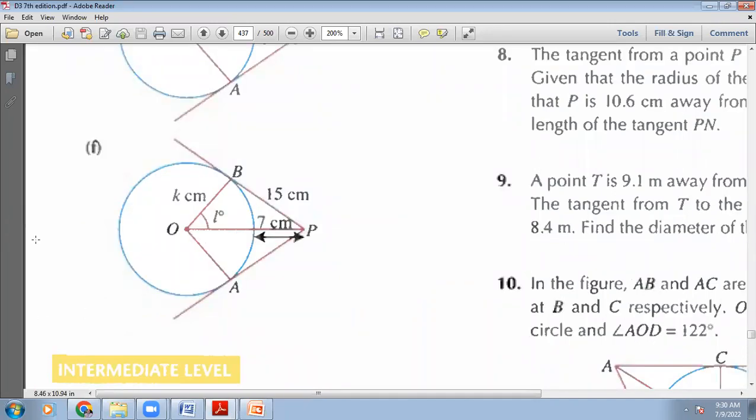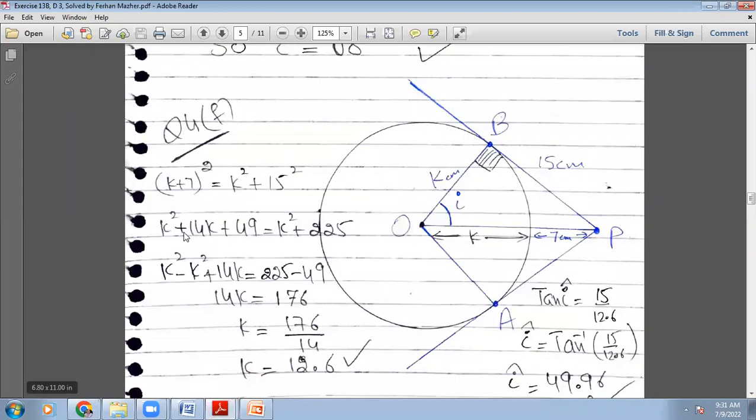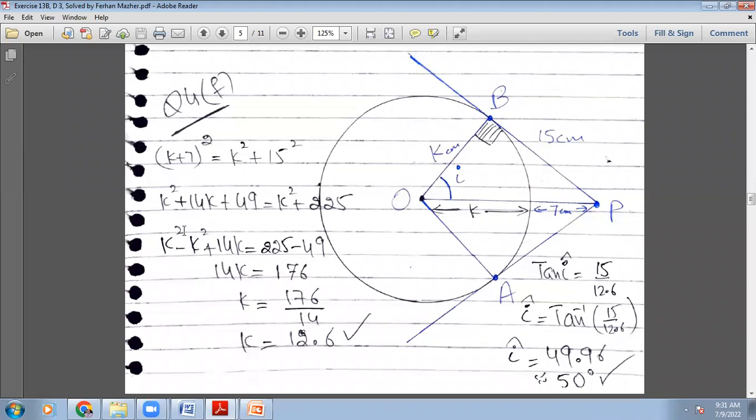Here we have again the same diagram, but numbers have changed. So the radius here is K, this angle is L, this is 15. This length is 7, this length will be K. So this total length OP will be K plus 7. This will be K, this will be 15. So we can apply the Pythagoras and we can find the value of K. Once I know the K value, then I will be able to find this angle L also.